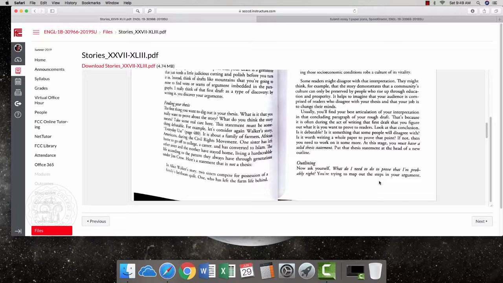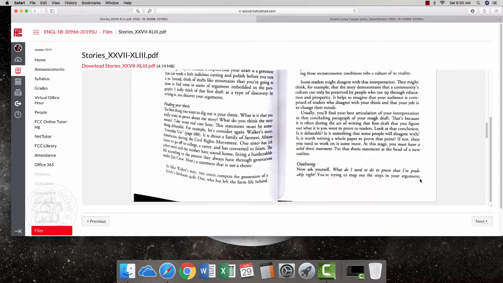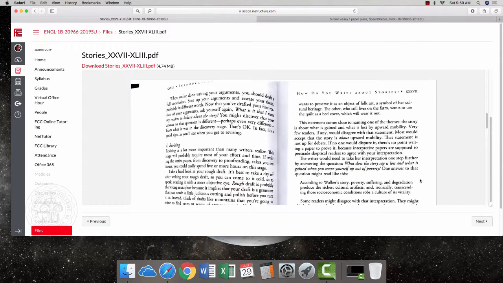Here's a statement that is not a thesis. In Alice Walker's story, two sisters compete for possession of a family's heirloom quilt. One who has left the farm behind wants to preserve it as an object of folk art, a symbol of her cultural heritage. The other, who still lives on the farm, wants to use the quilt as a bed cover, which will wear it out.